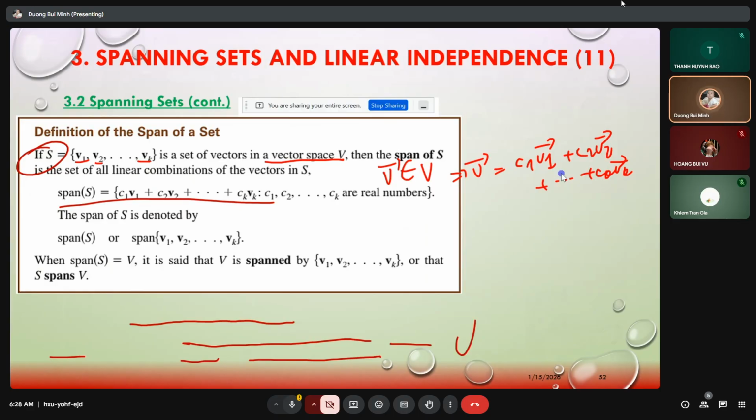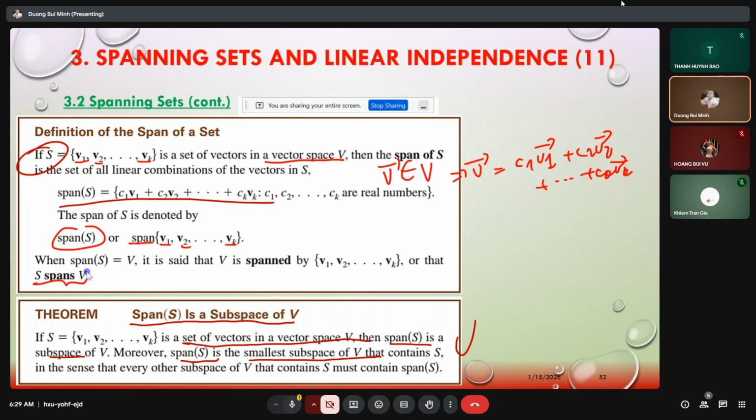Okay, so coming back. The symbol of the spanning set is span S, or we say span V1, V2, up to Vk. We say S spans V. Then we have the theorem we also discussed last week.